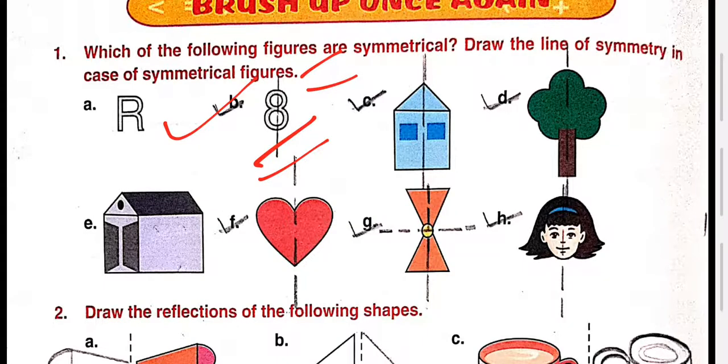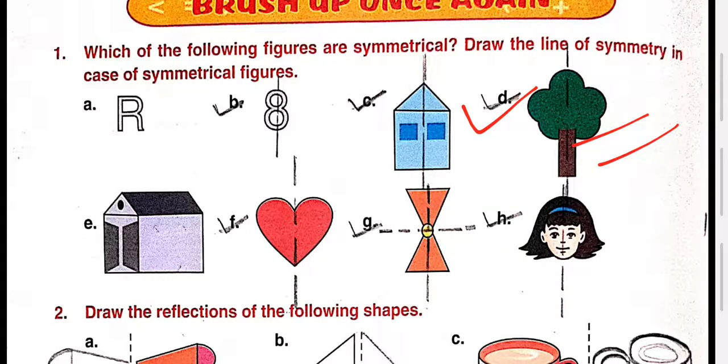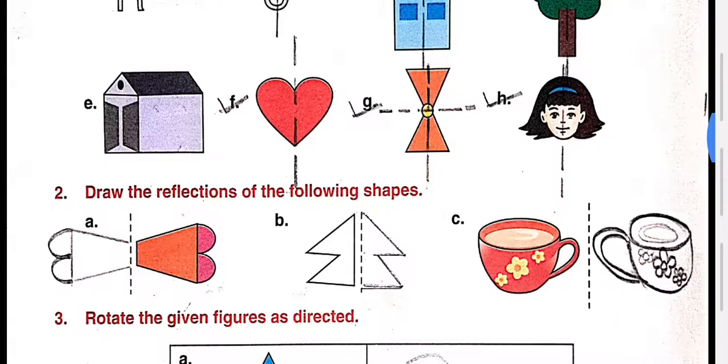This home is also symmetrical, so tick the C part and draw one line of symmetry. This tree is also symmetrical, so tick the D part and draw one line of symmetry. Now come to the E part. E part is not symmetrical. Only this first part is symmetrical, but the whole heart is not symmetrical, and in this way also, this way also. So this is wrong.